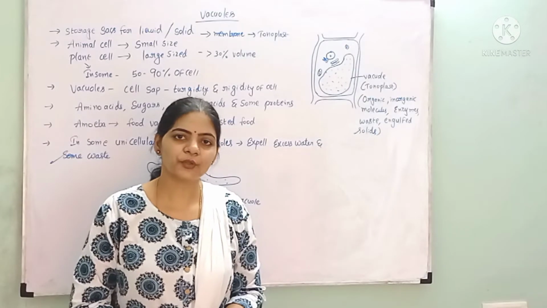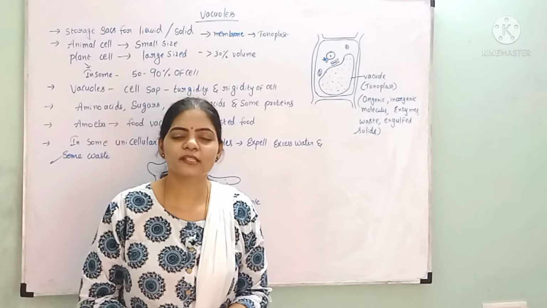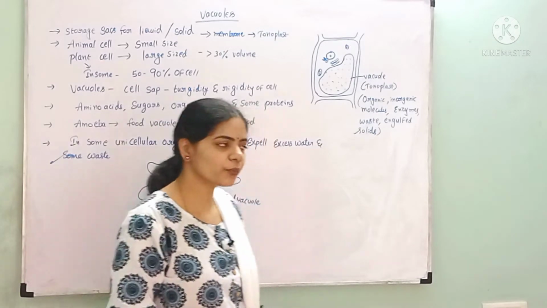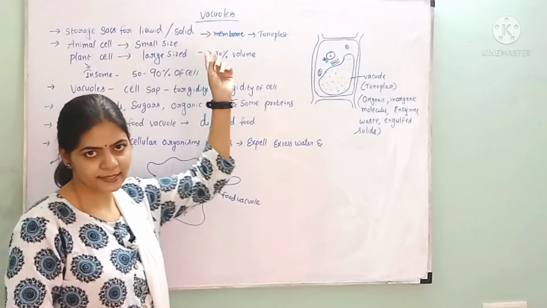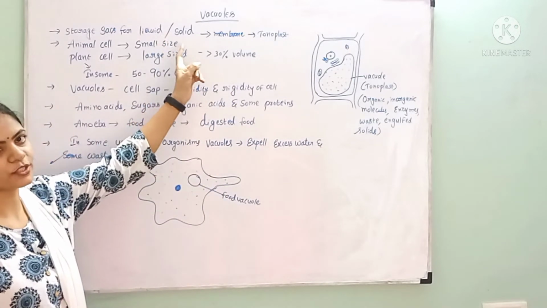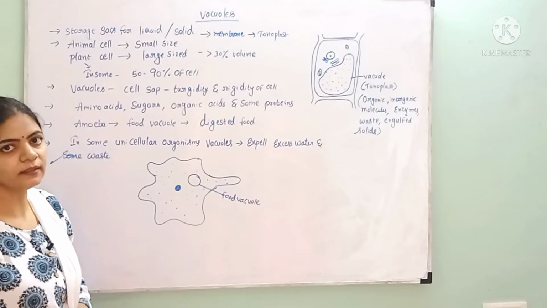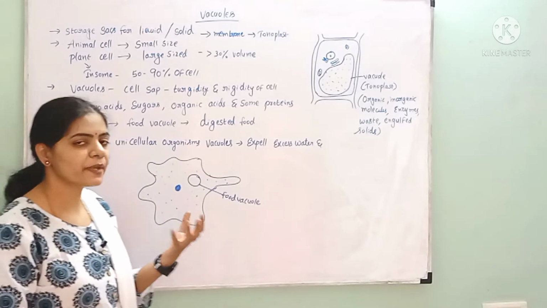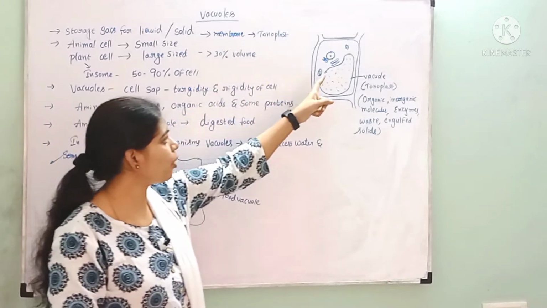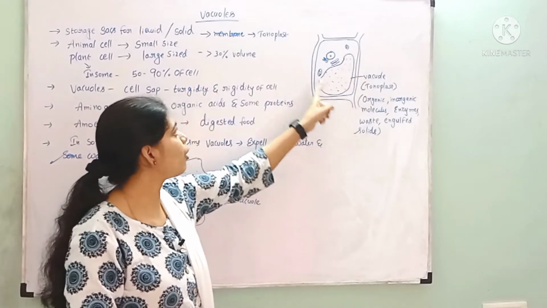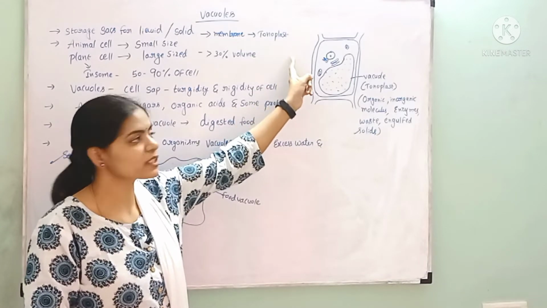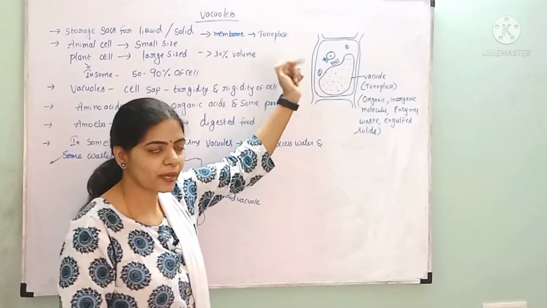In this video we are going to study another cell organelle, the vacuole. These vacuoles are otherwise called storage sacs. What do they store? They store several liquid or solid contents inside the membrane. So these are membrane bound cell organelles, and the membrane of the vacuole is called the tonoplast.